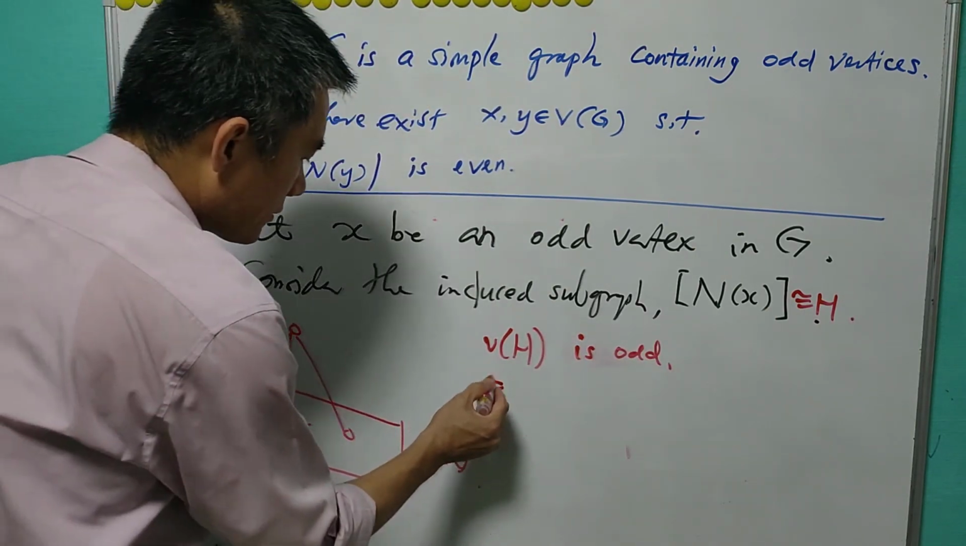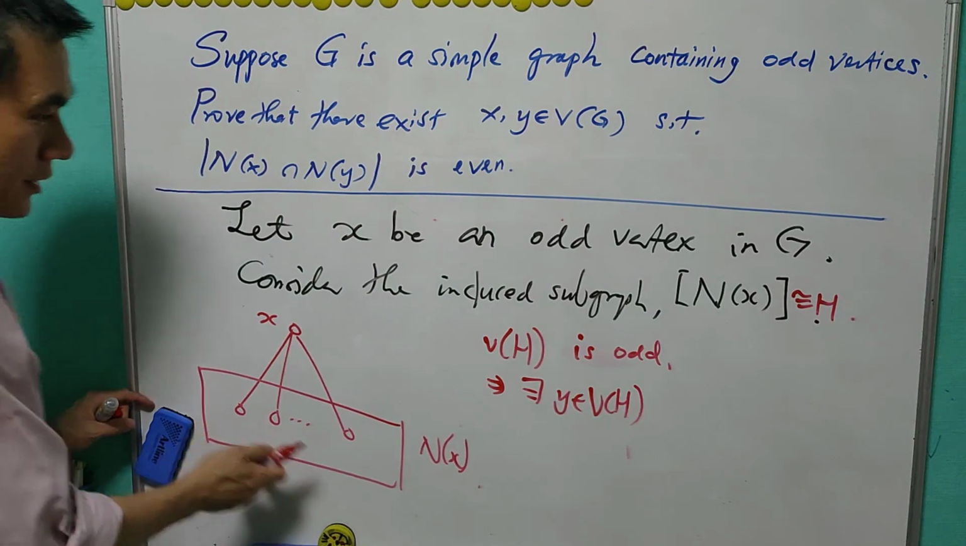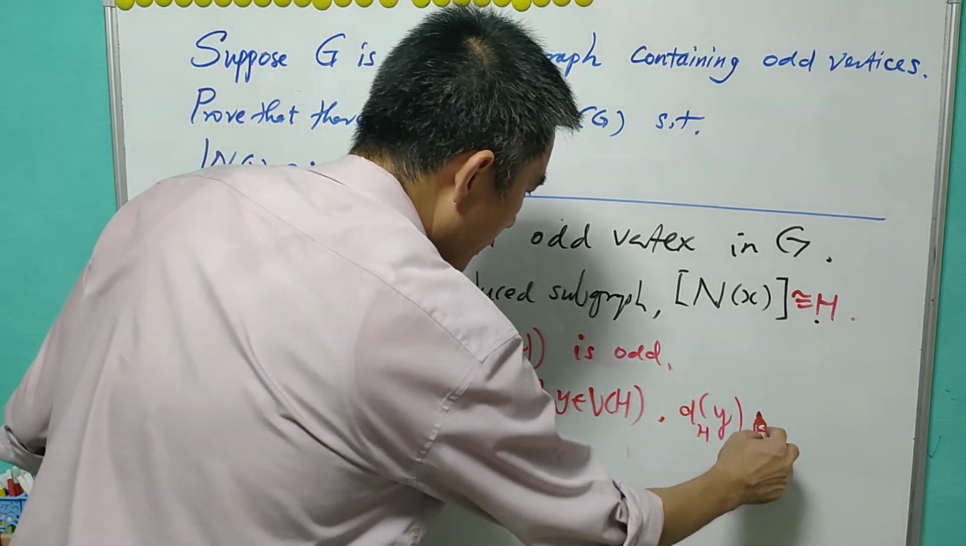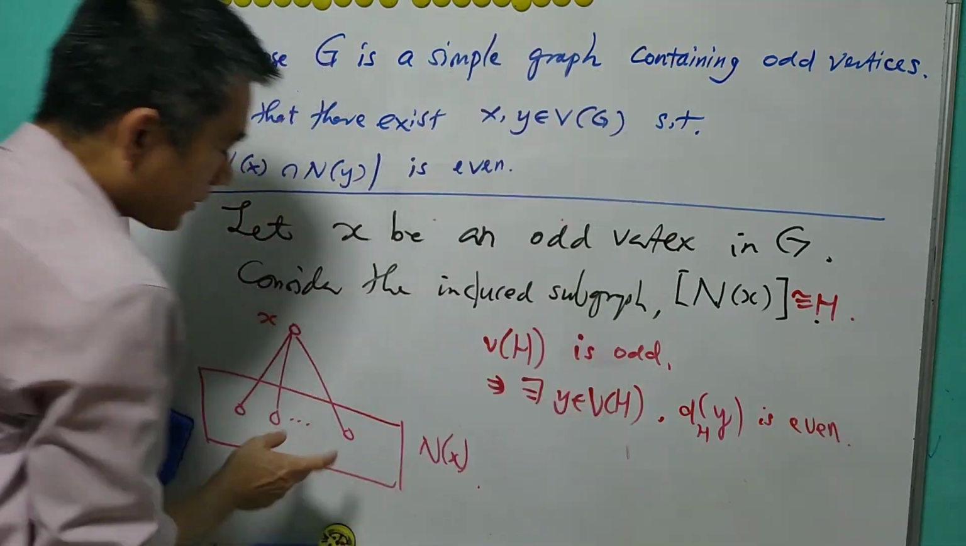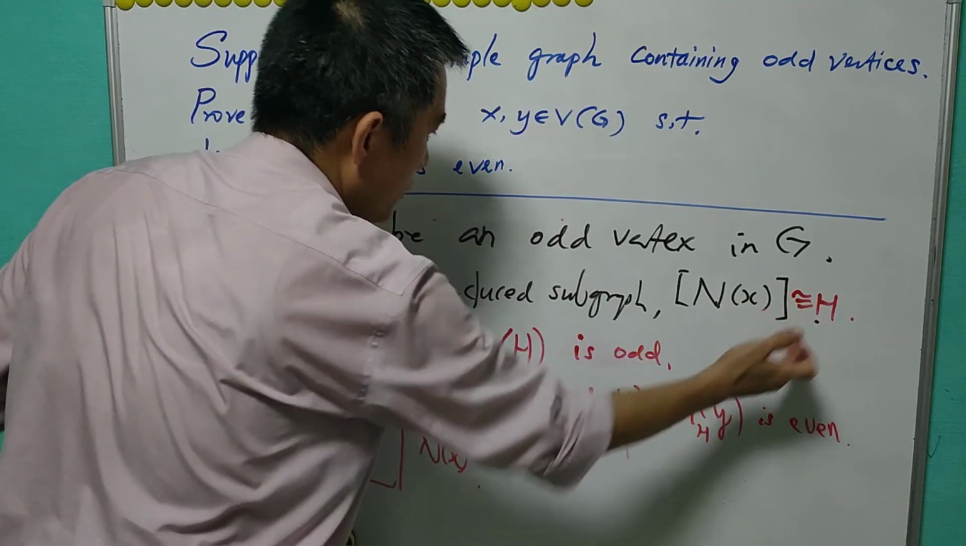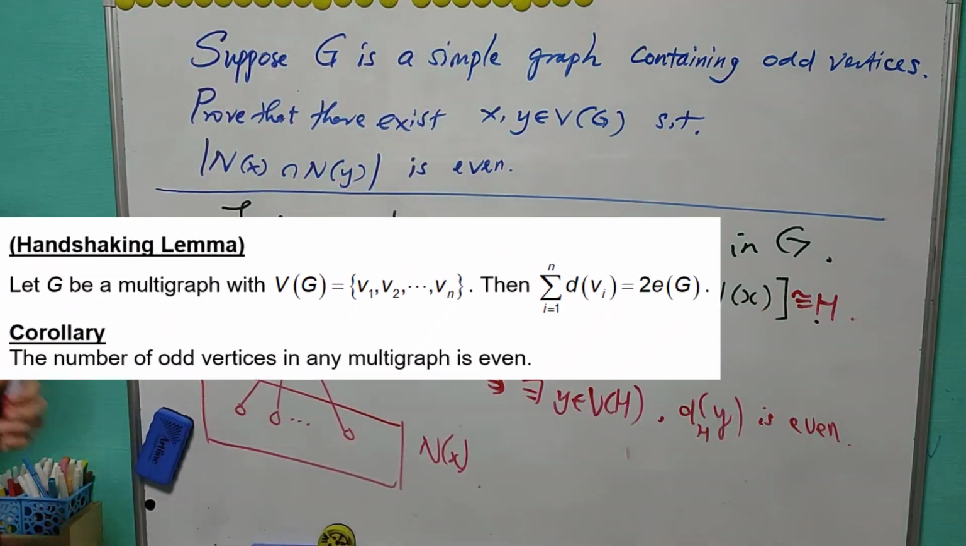And it means that there exists a y here such that the degree of y in H is even. Otherwise, we'll have an odd number of odd vertices in H, which contradicts the handshaking lemma.